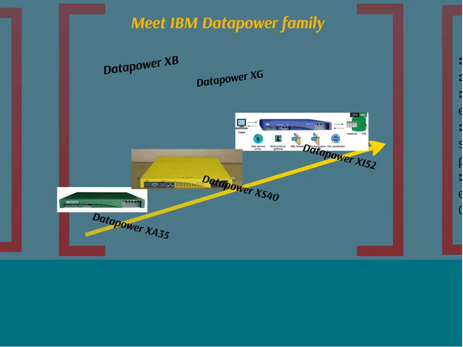Apart from it, there are a couple of other appliances geared towards specific purposes, like DataPower XG45, which is an XML gateway, and DataPower XB, which is mostly for B2B integration. And there are other appliances in the market geared for low latency and some other specific purposes. But XI52 is the box where you can expect most of the features of DataPower. It's a top level box.